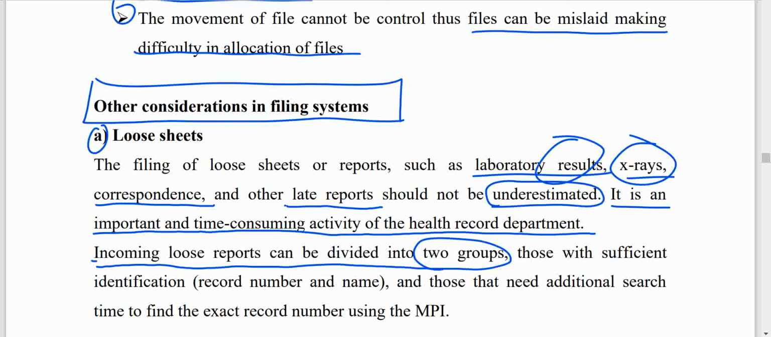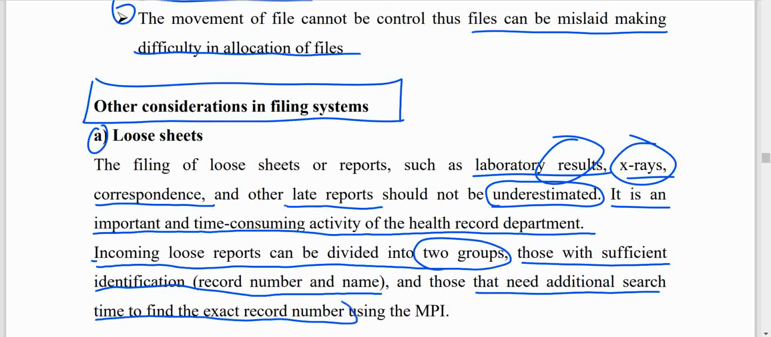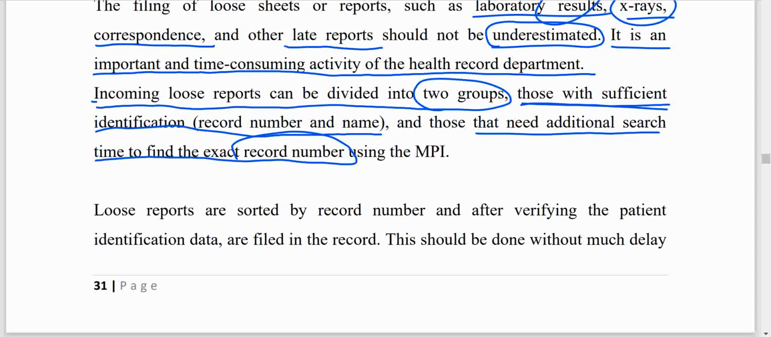So what do you do? You will be having the information. Those with sufficient identification, record number and the name, you will have those ones, and then you will have those that don't have anything, of which you still need time to find out the exact record number, because some incoming loose sheets will come without identification number, without the name of the patient, and therefore they will not be ready for filing. But those that come with sufficient identification number will be ready for filing, and those you can file. So you need to divide these loose sheets into two groups.